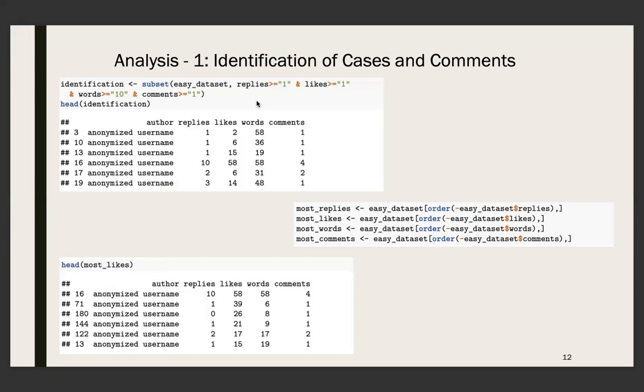Therefore, they must have written at least one comment. The identification parameters can be specified. So we have specified that the replies have to be greater than or equal to one, likes have to be greater than or equal to one, words have to be greater than or equal to 10. Only then can we classify them or use them as quantitative variables.